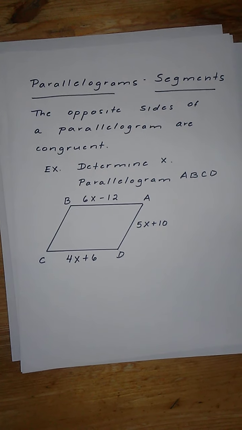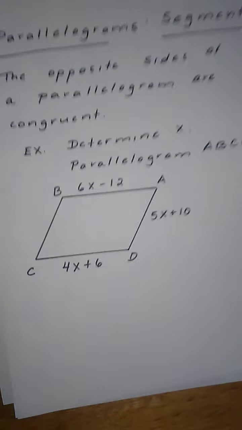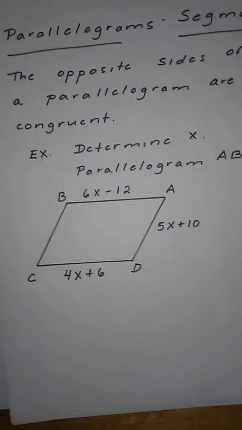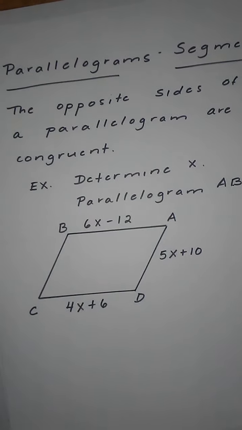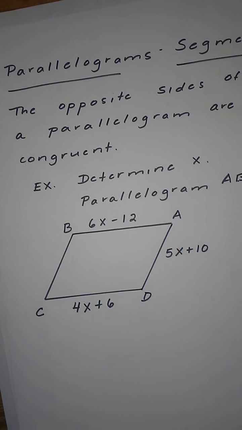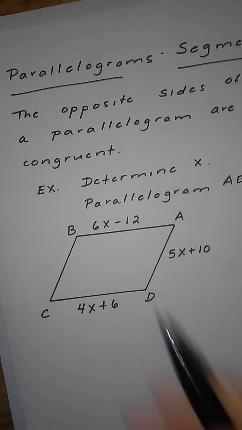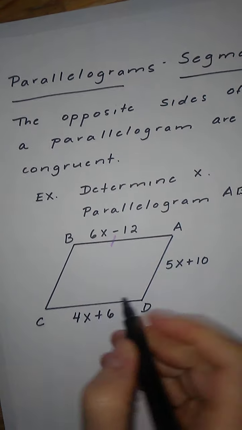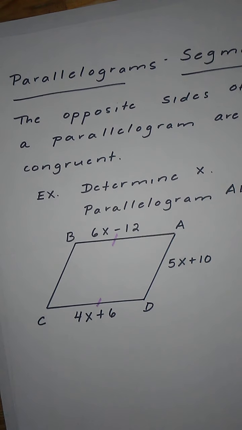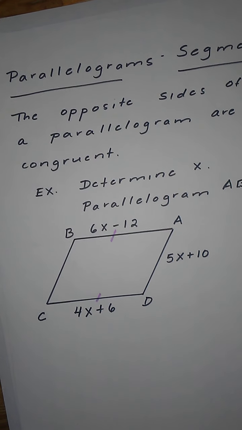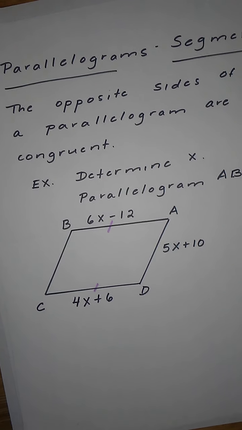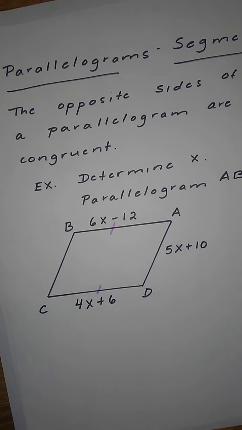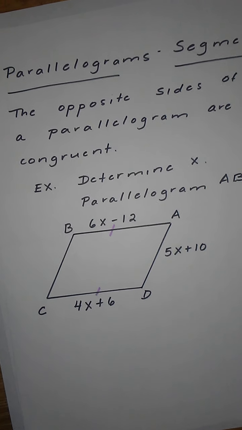So when we study our diagram closer, and I'm going to zoom in a little bit, you can see that we've got three labels, but we are really going to focus on the set of opposites. So we are going to work with the expressions 6x minus 12 and 4x plus 6. What I just wrote in purple is a set of congruence marks.